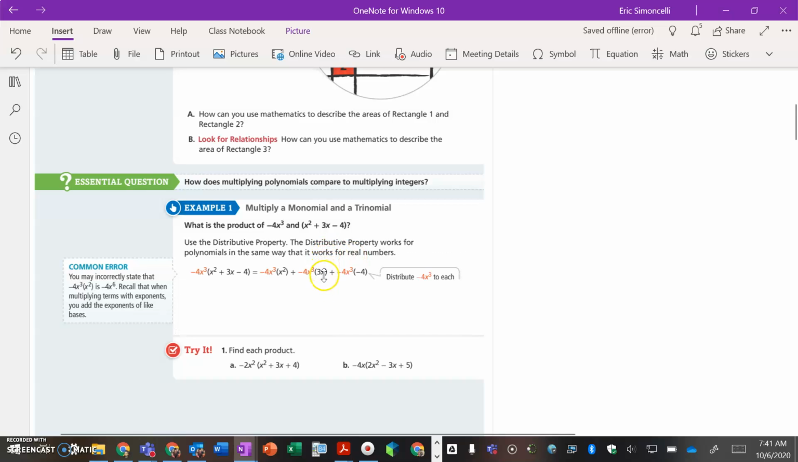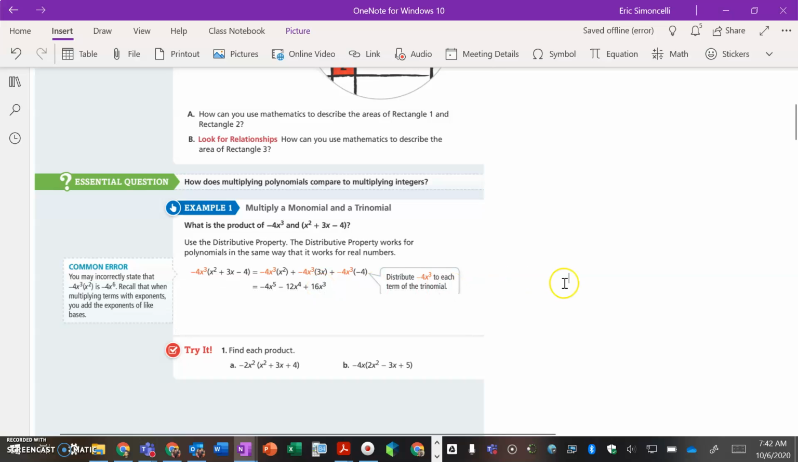If we multiply through, notice we are setting up for distribution. As you can see in red, this monomial distributes to this black polynomial x squared, 3x, and negative 4, as such. So negative 4x to the third times x squared, negative 4x to the third times 3x, and negative 4x to the third times negative 4. So again, distribute to each part.